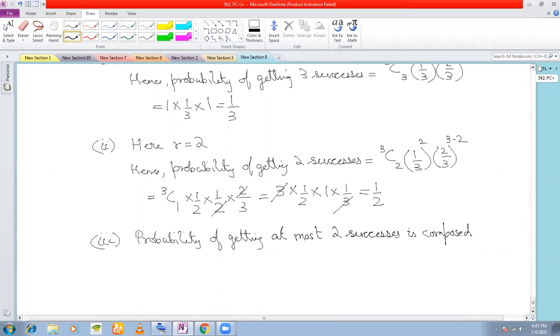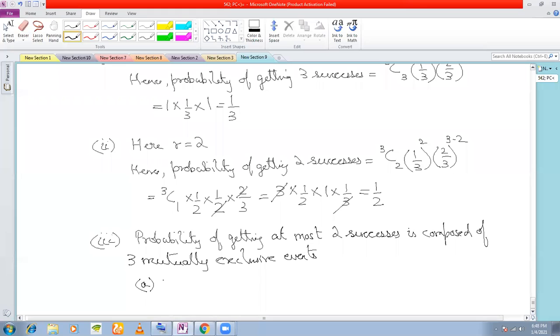Why mutually exclusive? Can you tell me? Either 0 success, or 1 success, or 2 successes. Now see, if you get 0 successes and 1 success, it cannot happen together. Can you get 0 successes and 1 success together? Or can you get 1 success and 2 successes together? Since these events cannot happen simultaneously, these are mutually exclusive. So at most 2 successes is composed of 3 mutually exclusive events. What are those events?